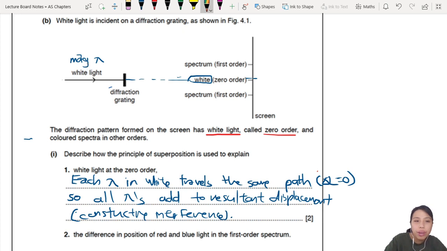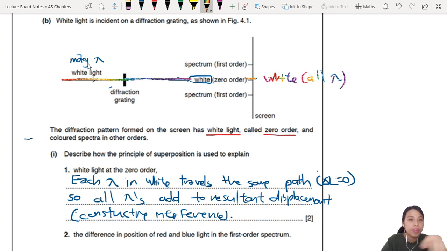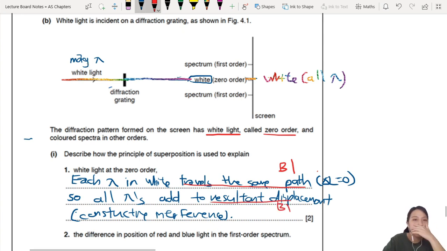So it means if your white light comes through here, got all colors inside, right? And then it's just straight so the 0 order is always constructive, always maxima. So here you have all the wavelengths all add up together, which will give you back your white color. There, I draw a rainbow for you already. Okay, this one is 2 marks. One comes from the idea that they all travel the same path at 0 order. So they all add up together for resultant displacement. All the wavelengths and all their paths all add up together. Each wavelength takes the constructive, so they all add together. Okay lah. And then the B comes here.